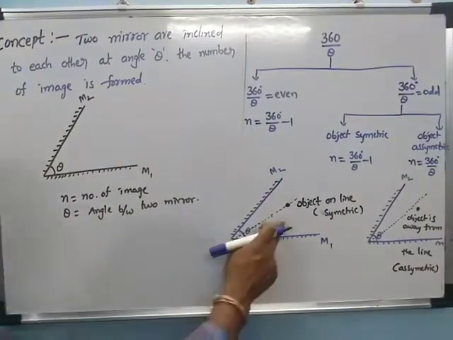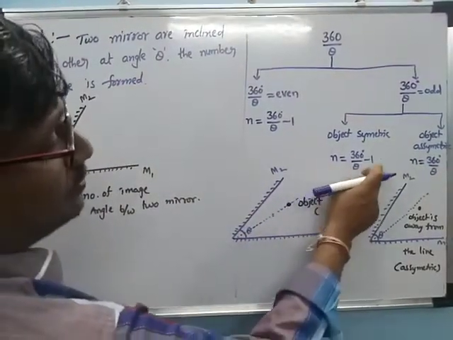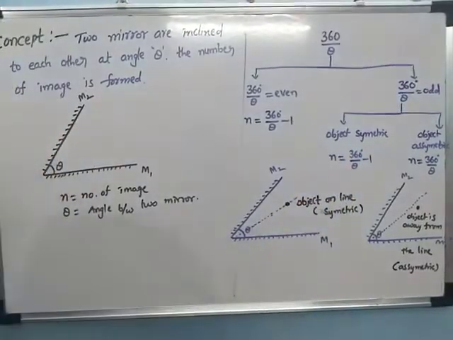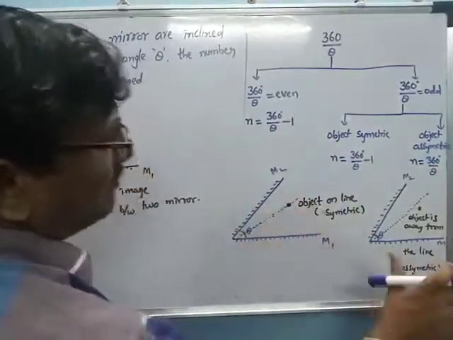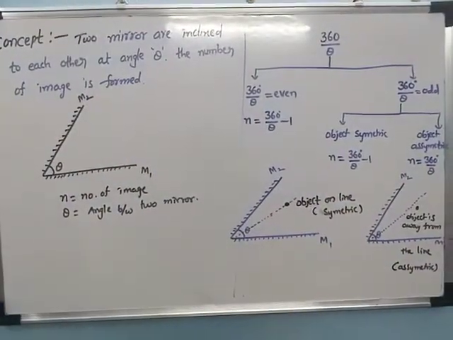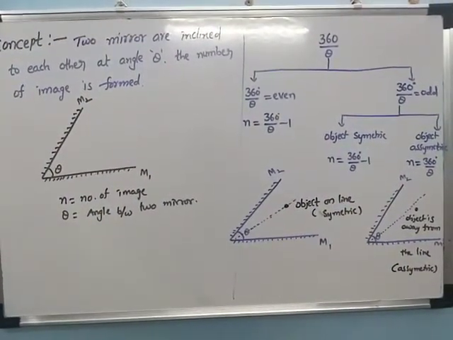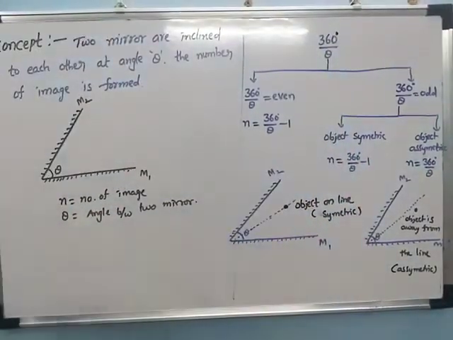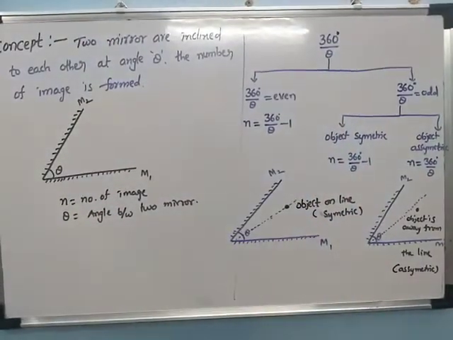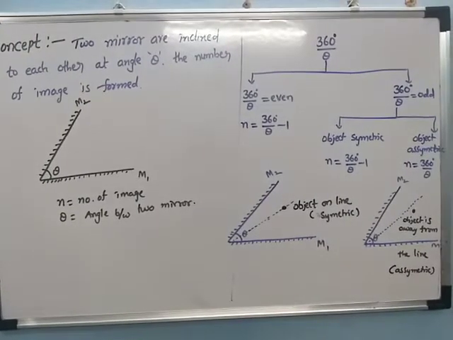When the object is symmetric, the total number of images is one less than the formula value. But when it is asymmetric, the number of images is the same. What is the formula for the number of images? 360 degrees by theta. This is the main concept for the mirrors.